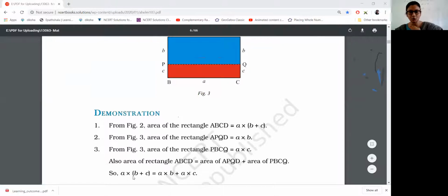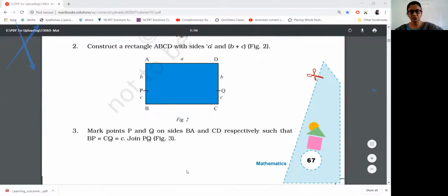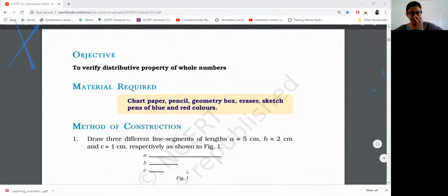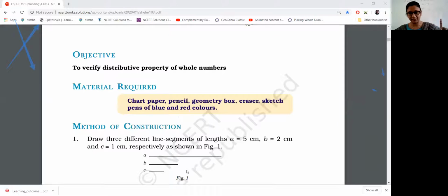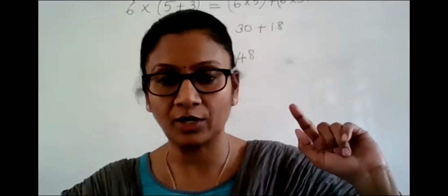That is A into B plus C will be equal to A into B, the blue rectangle, plus A into C, which is the red rectangle. So this also I will share with you. You will write down the procedure, do the activity and complete. Now I am going back to the board to show you once again what I have said.